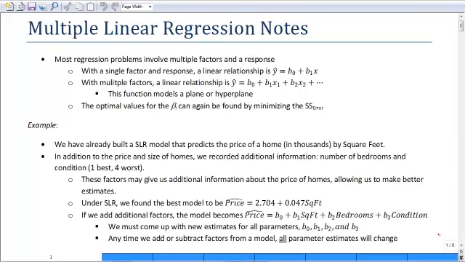This video introduces multiple linear regression modeling. This is the first of two parts. In this video we'll take a look at building and evaluating a linear regression model, and a second video will cover using the linear regression model for estimation and prediction.